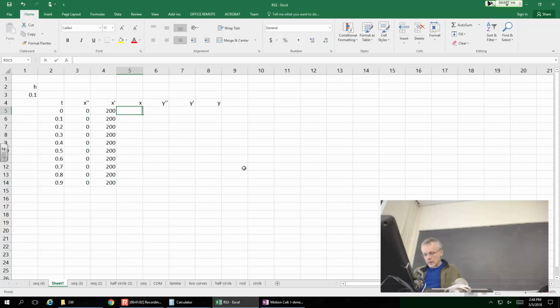Now the location starts at 0, and how do we get location from velocity? The formula is the same. We take the previous location and add to it velocity times time. Velocity times time is how all this works.